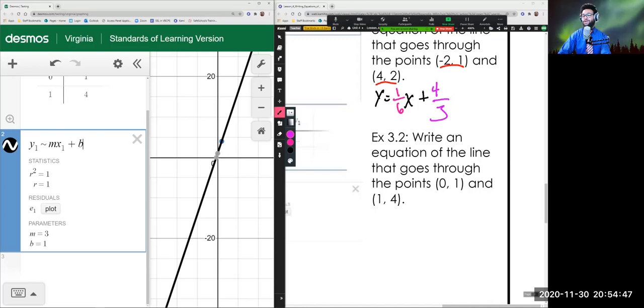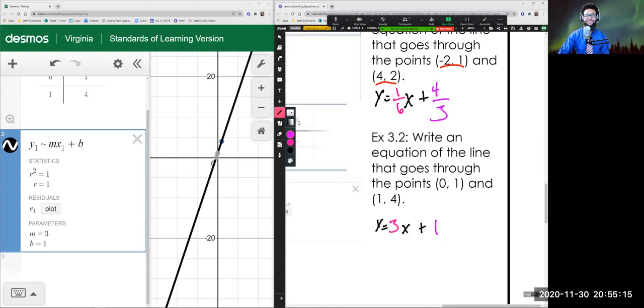Our m is 3 and our b is 1. So we're going to run with that. We don't need to do any kind of conversion from decimals to fractions. So we're going to end up with y equals m is 3, 3x plus, and my b is 1. All right, 3x plus 1.